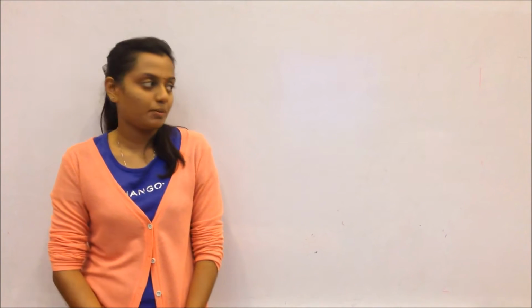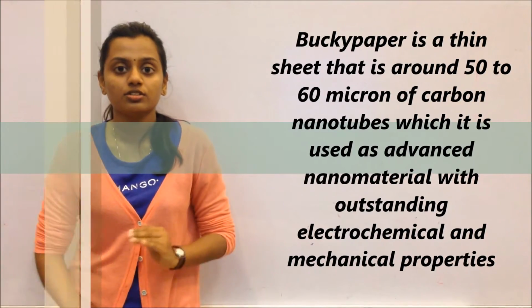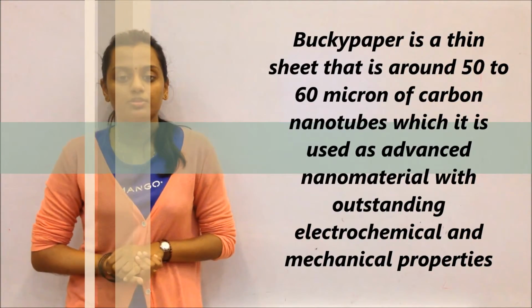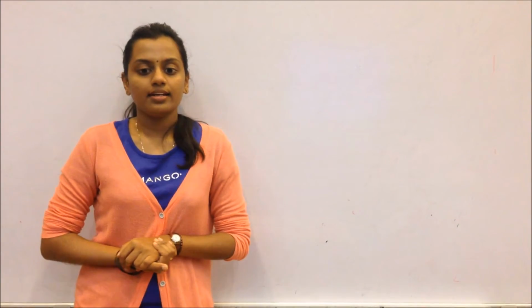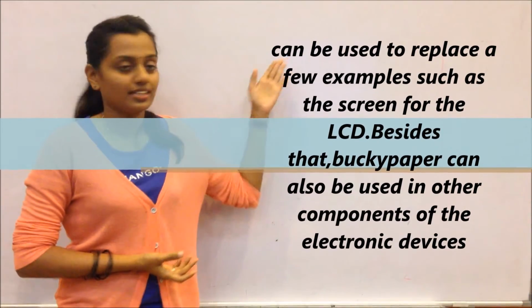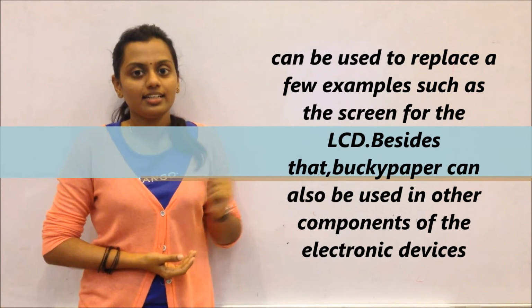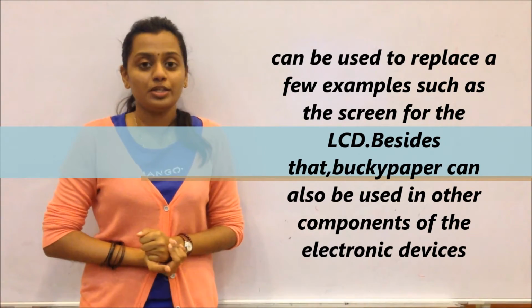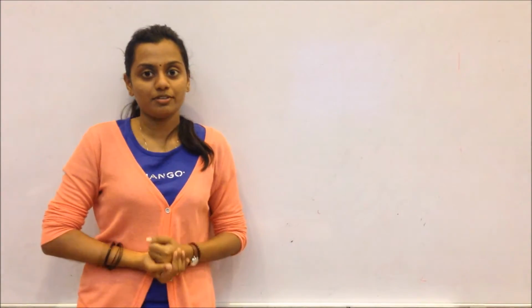Now we move on to Buckypaper. What is Buckypaper? Buckypaper is a thin sheet of carbon nanotubes, around 50 to 60 microns thick, which is used as an advanced nanomaterial with outstanding electrochemical and mechanical properties. Buckypaper can be used to replace a few things, for example the screen of an LCD. Besides that, Buckypaper can also be used in other components of electronic devices, such as smartphones.